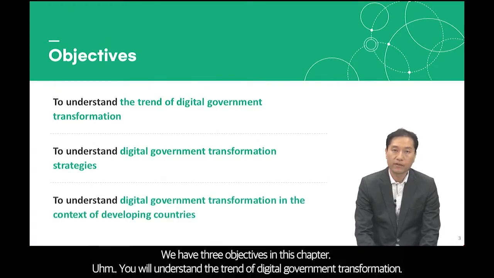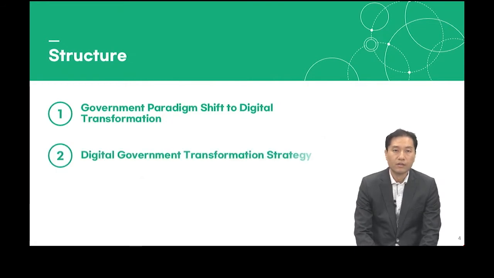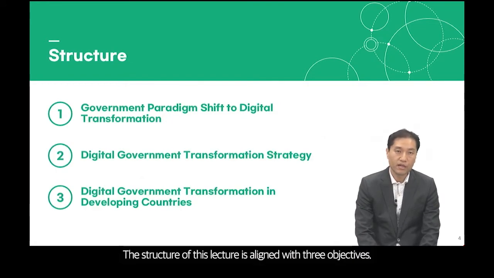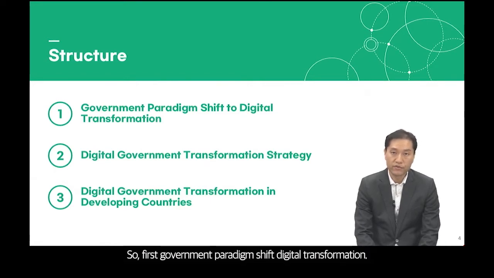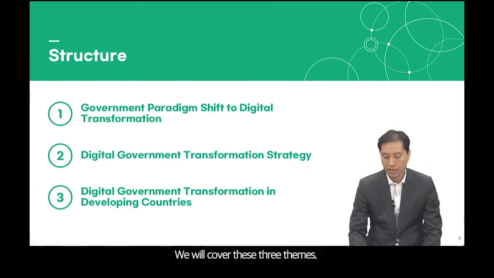We have three objectives in this chapter. You will understand the trend of digital government transformation, understand digital government transformation strategies, and then understand digital government transformation in the context of developing countries. The structure of this lecture is aligned with three objectives. So first, government paradigm shift, digital transformation. Second, digital government transformation strategy. And then digital government transformation in developing countries. We will cover these three themes.